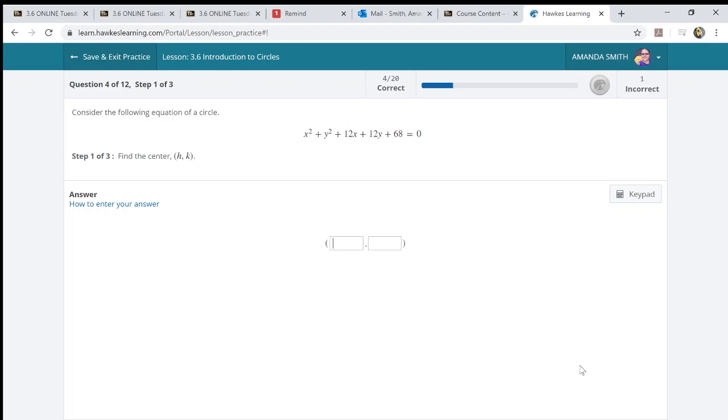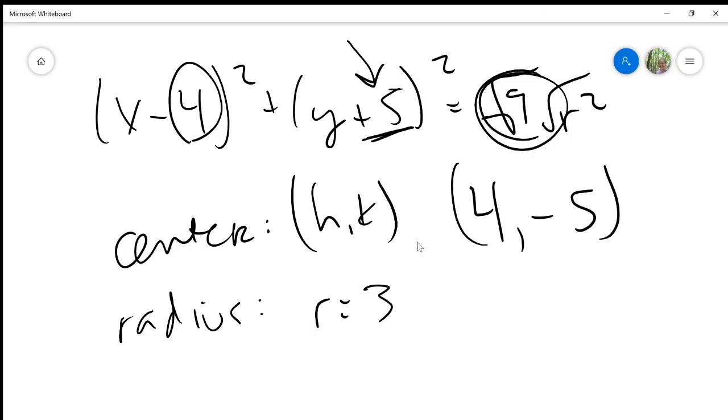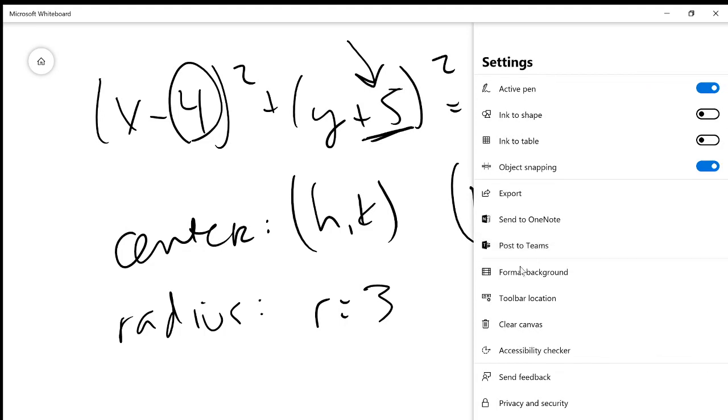All right, now this particular problem is asking me to find the center, but it's not coming right out and saying this. However, I'm going to have to do completing the square in order to make this happen. And so let me get myself back to this screen. Let me clear all this out, and then I will show you how to do this.